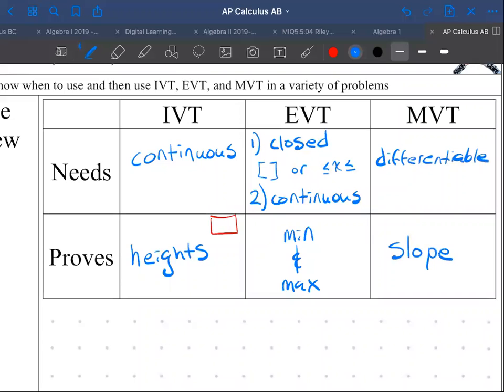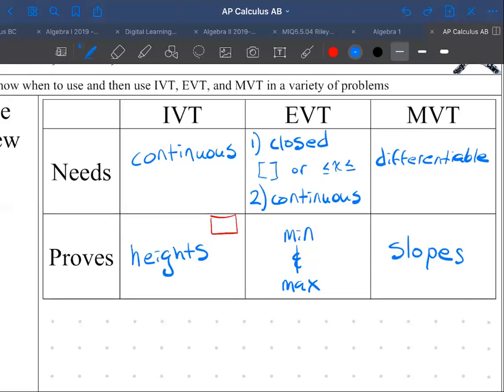I'll just say slopes. Some textbooks state mean value theorem needs to be differentiable and continuous, but you don't really need that, because if you're differentiable, then you are by default continuous, because part of the definition of differentiable says you have to be continuous, you can't have sharp corners, and you can't have any vertical tangents. So it's part of the definition of differentiable. That's why I'm not writing continuous under here, because it's assumed that you're continuous since you are differentiable.